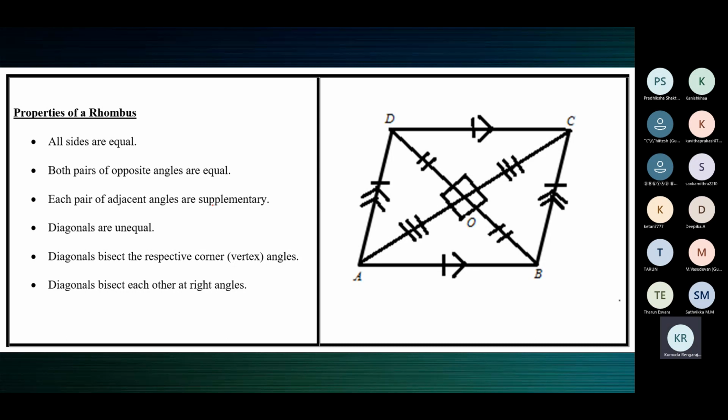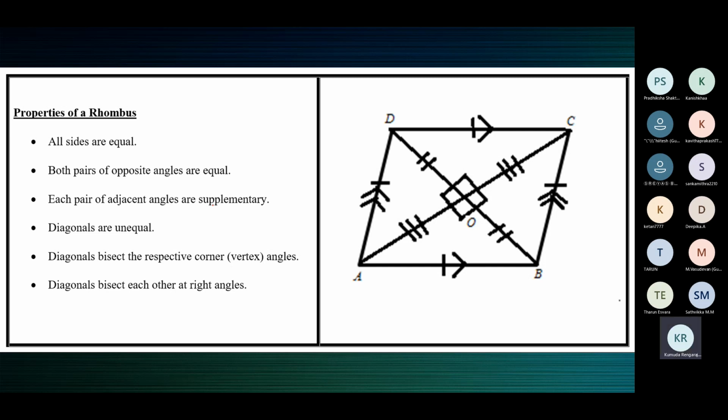Square, rectangle, you know already. So now we are talking about rhombus and parallelogram. In a rhombus, all sides are equal. In a parallelogram, only opposite sides are equal. So in a parallelogram, opposite sides are equal, but in a rhombus, all sides are equal.